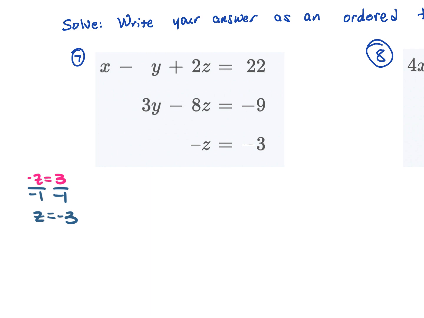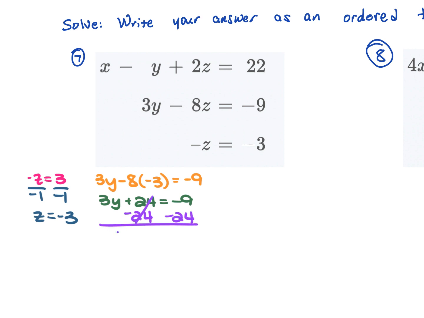From there, you're going to plug this into the middle equation. So that's 3y minus 8 times negative 3 is equal to negative 9. Your negative 8 times negative 3 gives you 3y plus 24 is equal to negative 9. You're going to subtract the 24 over, and that'll leave you with 3y is equal to negative 33. Divide each side by the 3 that's in front of that y, and you have that y is equal to negative 11.